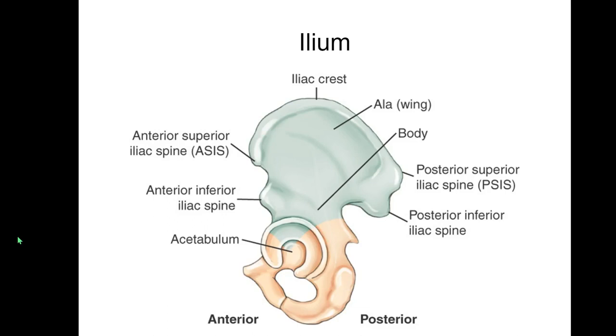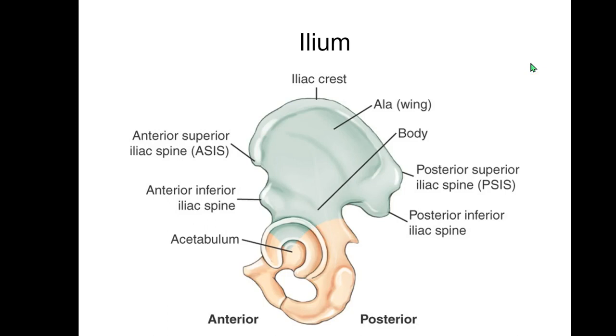And notice this diagram. We are looking at the pelvis from the lateral aspect, from the side. So this right here is where the head of the femur would sit. Okay, so we're looking from lateral to medial. All right, so the ilium. Notice the ilium is highlighted in green. Each ilium is composed of a body and an ala. And ala is just another word for wing.